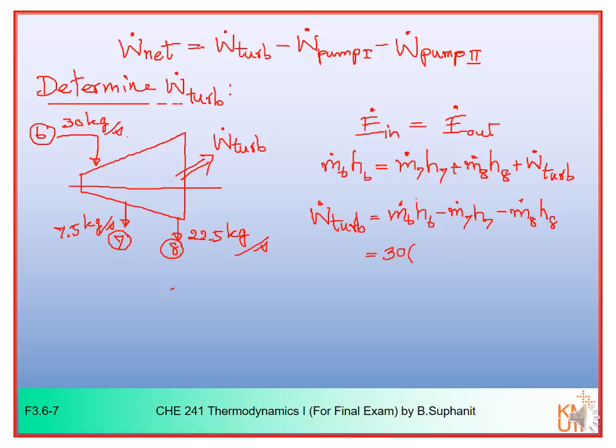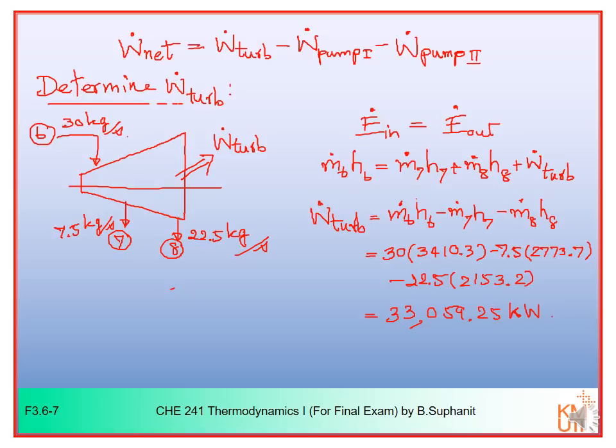So you have 30 multiplied by 3410.3, minus 7.5 multiplied by 2773.7, and then minus 22.5 multiplied by 2153.2. And the answer for turbine work would be 33,059.25 kilowatt here. So this is the turbine work.